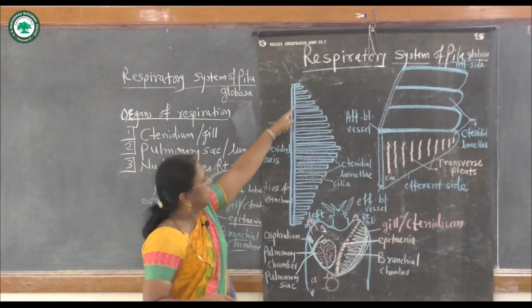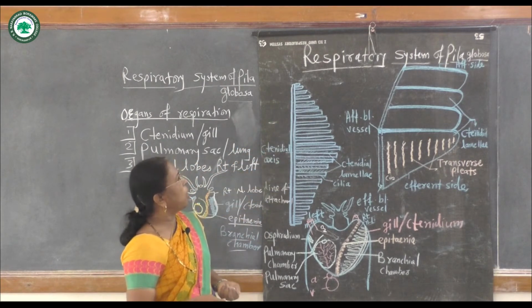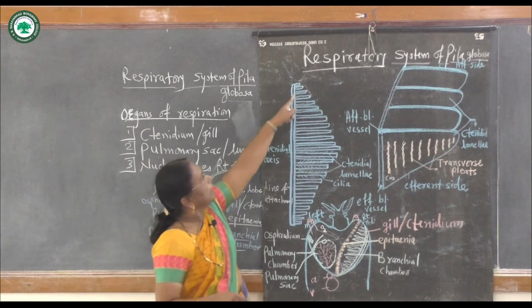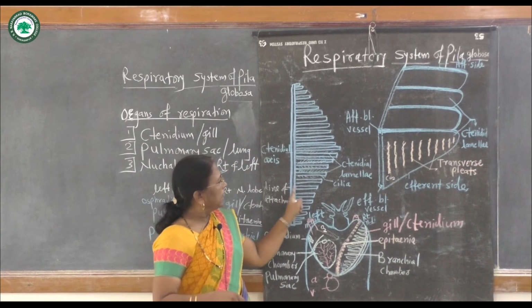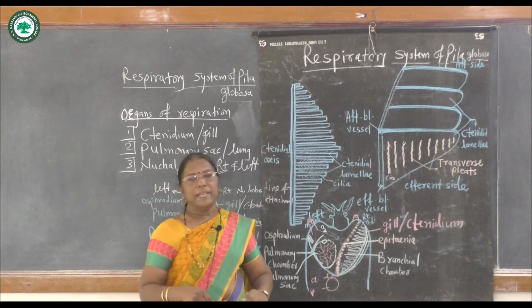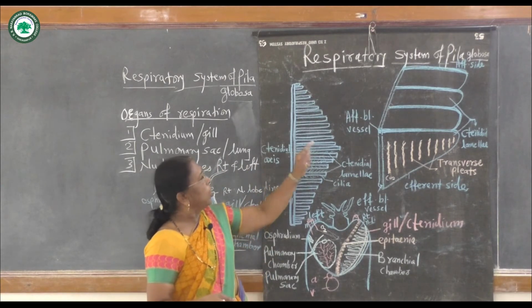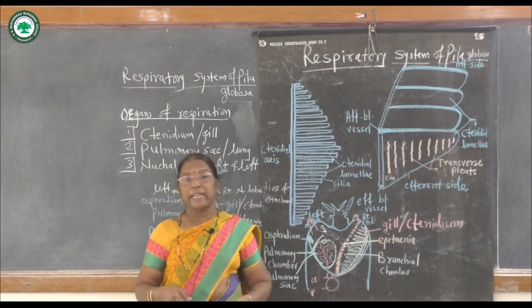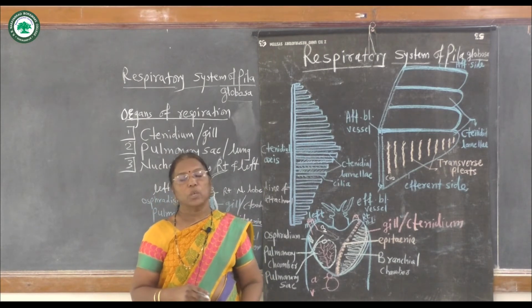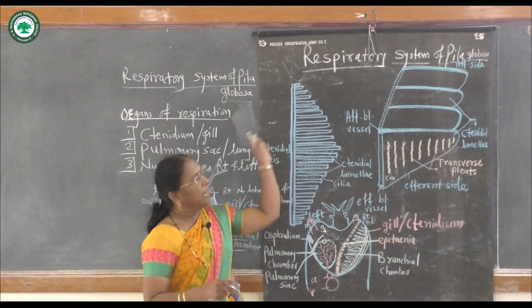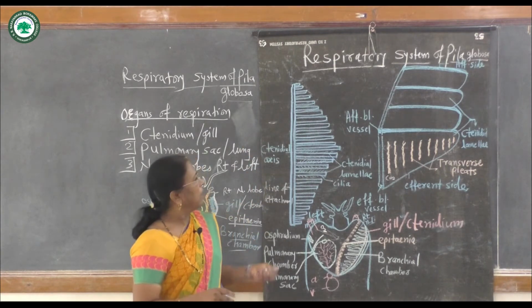This single ctenidium or gill shows a number of lamellae. These are the lamellae. They are also called leaflets. These lamellae or leaflets are arranged at right angles to each other. They are parallel to one another.